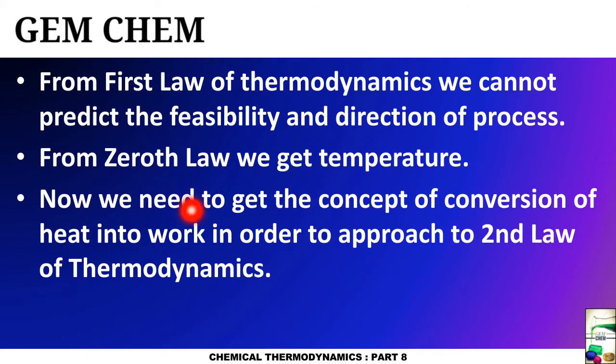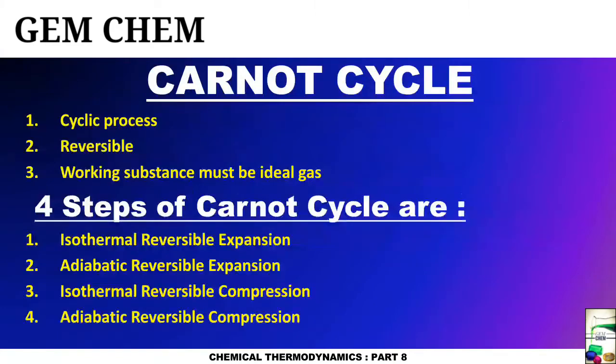Now, to approach the second law of thermodynamics, we need a concept of conversion of heat into work, and this conversion is best explained by a tool known as the Carnot cycle. From the word you can understand that a cyclic process is involved, and Carnot is the name of the scientist. Since it is a cycle, each and every step is reversible, and the working substance must be an ideal gas.